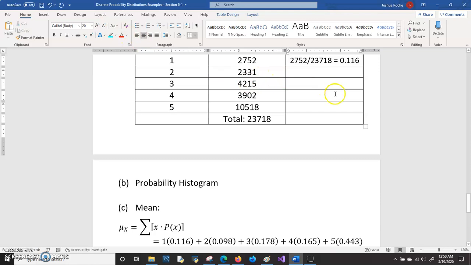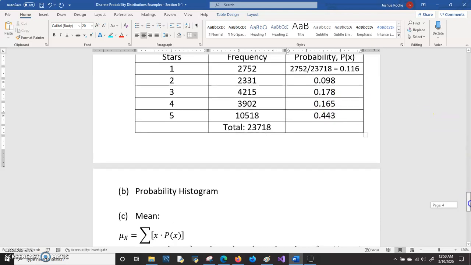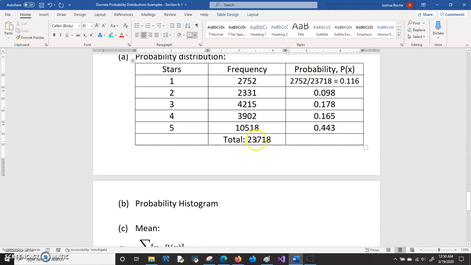And you would do the same for all of the others. The next one, when you do that, it comes out to 0.098. The next one comes out to 0.178, 0.165, and 0.443. So you just divide each of these by the total.